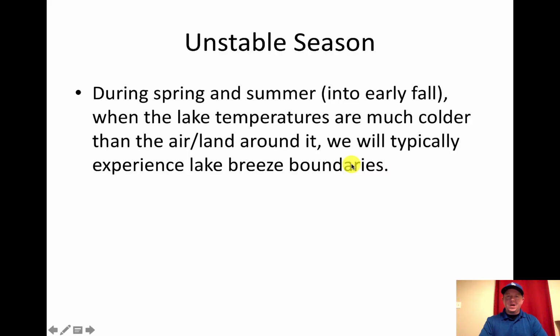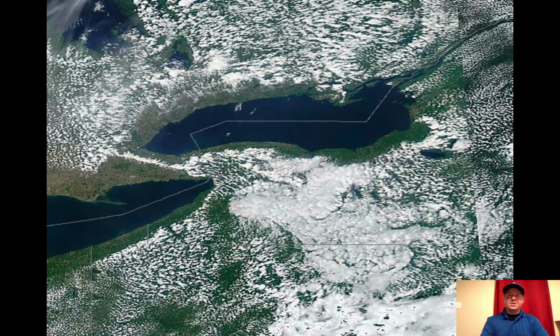Okay? Unstable, opposite. During the spring and summer into early fall, when the lake temperatures are much colder than the air and land around it, we'll typically experience lake breeze boundaries, all right? We're focusing on the lake here, so lake boundaries, lake breeze boundaries, I should say. All right, so what's the difference? How is this different than the stable season?